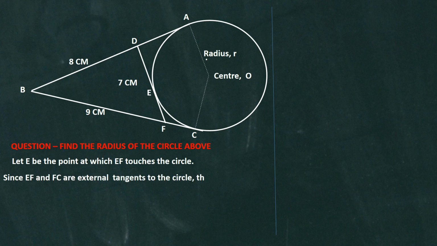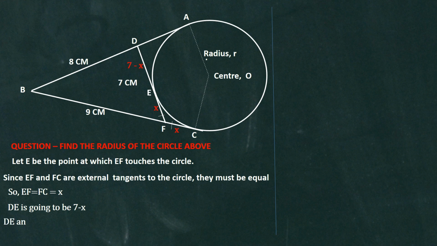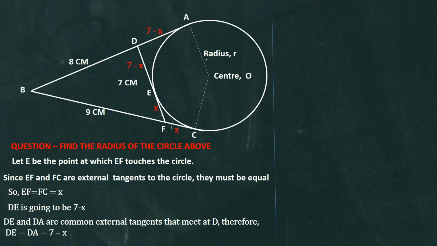So this means that EF and FC must be equal. Let us call each of them X. Now we were given DF as being 7 centimeters. To get DE only, we'll have to do subtraction, and so that is going to be 7 minus X. Again, you notice that the lines DE and DA are tangents to the circle, externally meeting at the point D. And so that means if DE is 7 minus X, then DA must also be 7 minus X.